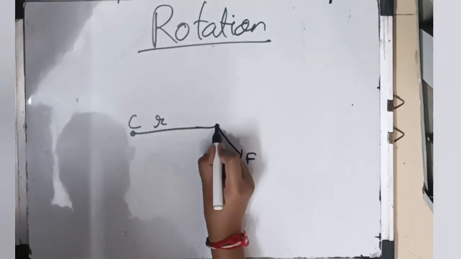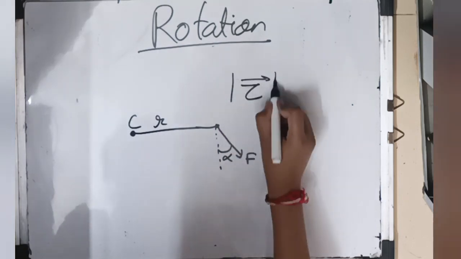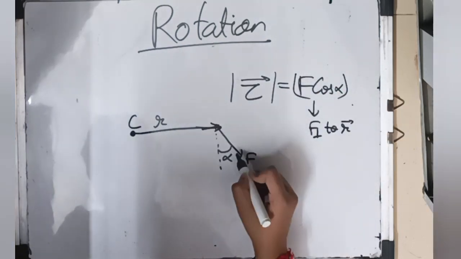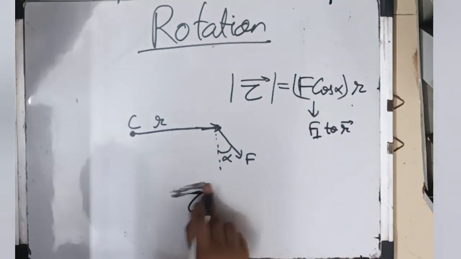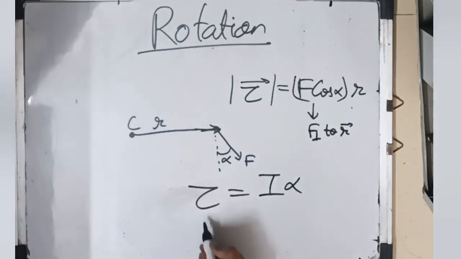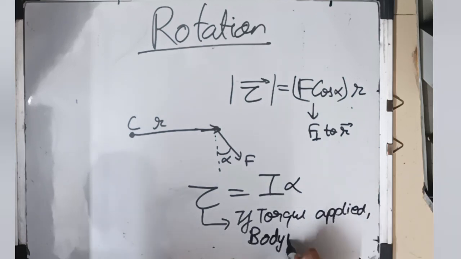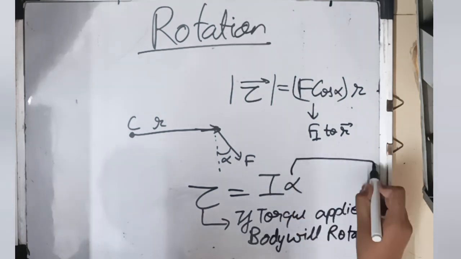Now we'll discuss some key concepts of rotation. This includes torque. The magnitude of torque is F perpendicular into R. Torque is the main component which rotates the body. If torque is applied, then the body will rotate for sure.